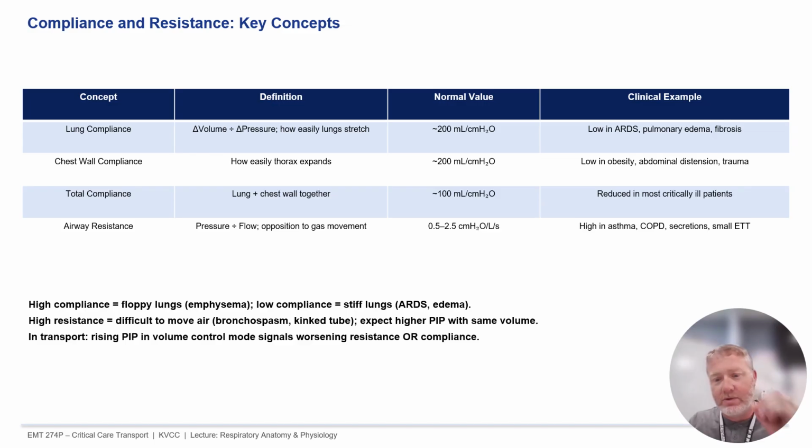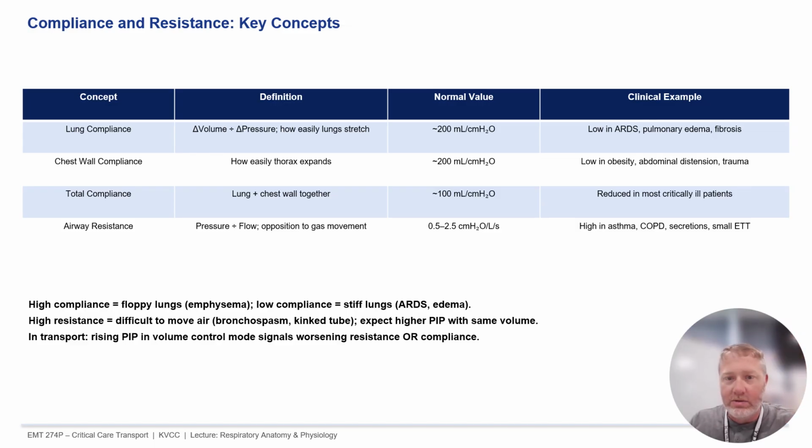Compliance describes the stretchability of the lungs and the chest wall. It's the change in volume per unit change in pressure. High compliance means the lungs inflate easily with minimal pressure. This is what you'll see in emphysema patients, where the destruction of the elastic tissue in the alveoli and the distal lung fields makes the lungs very floppy. They're over distended, easy to have auto peep. They're just kind of blown.